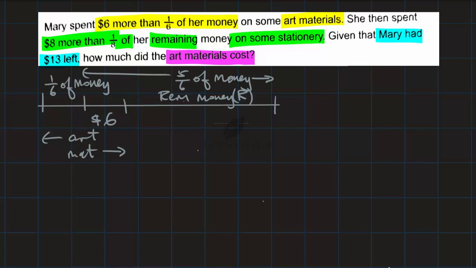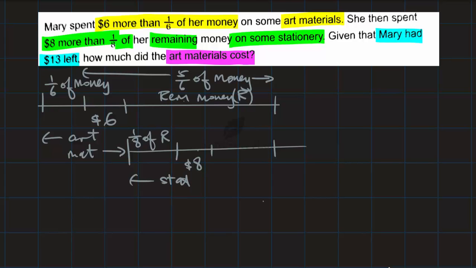And out of the remaining, she spent $8 more than 1/8. So $8 more than 1/8. And this is stationery. Oh gosh. I'm just gonna do this. Stationery. Okay. And this is what's left.